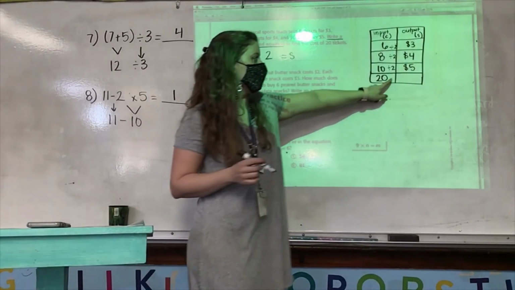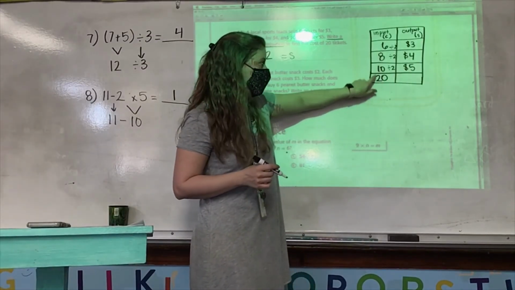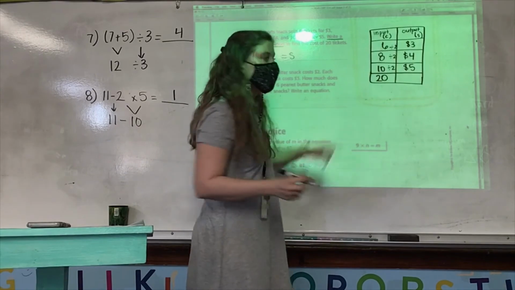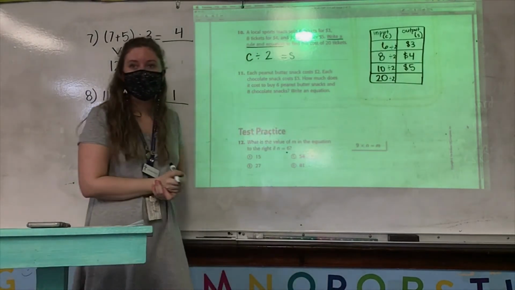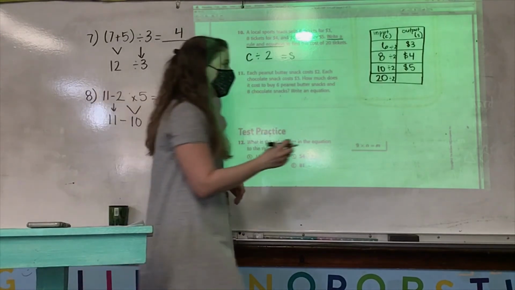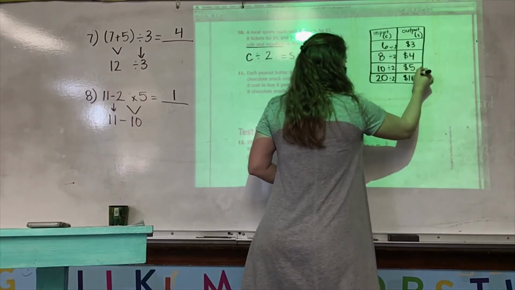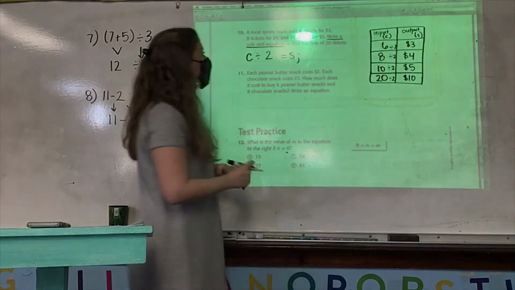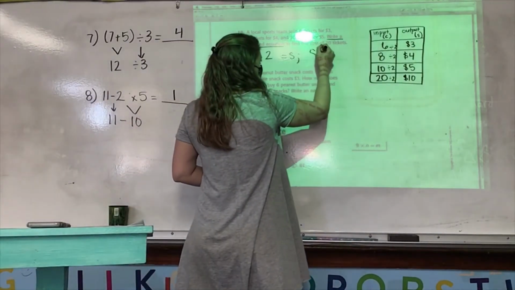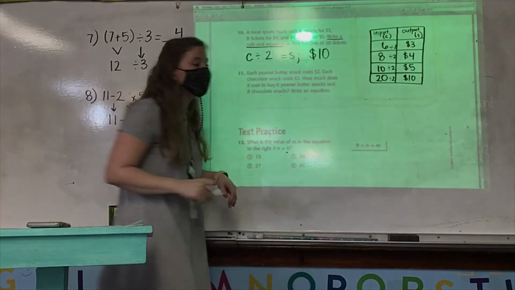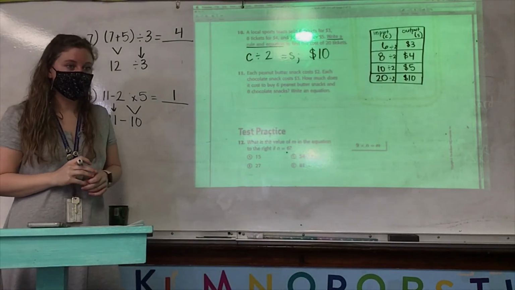Are we going to change the rule here just because all of a sudden we went off pattern? No. So if I buy 20 tickets, how much do I have to pay? $10. Which means the cost of 20 tickets is what, Smith? $10. So there you go. That's how you would solve.